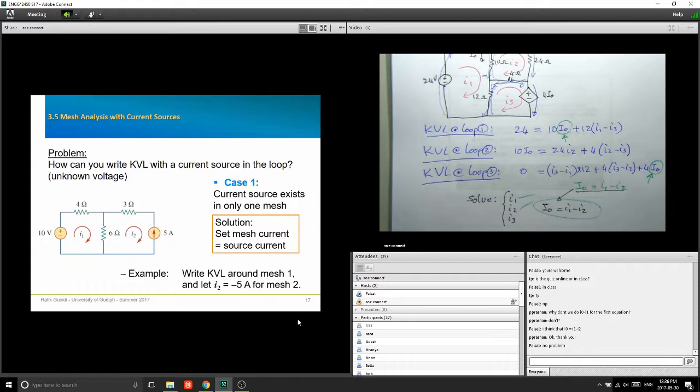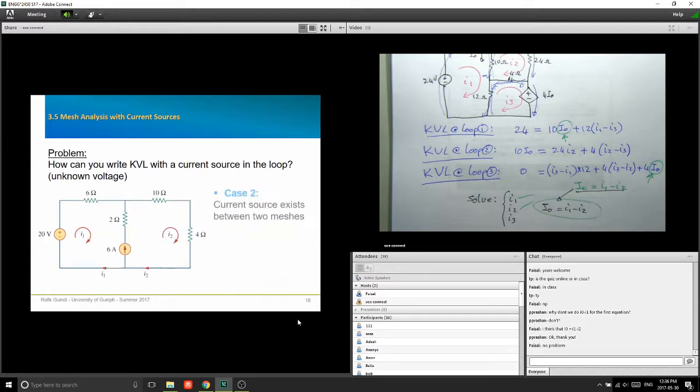Not more difficult, really, but you have to know what to do, that's all. But it's not really more difficult. So, case 2, look at that. You have a current source which exists between two meshes. Do you see that?